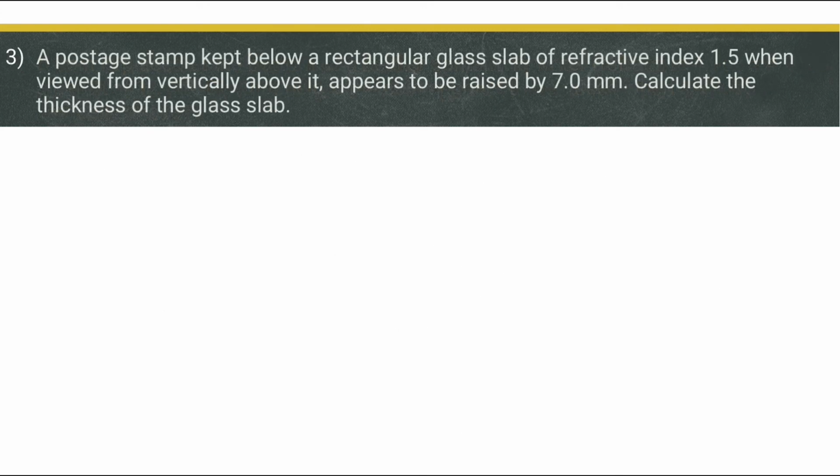Third numerical. A postage stamp kept below a rectangular glass slab of refractive index 1.5, when viewed from vertically above, appears to be raised by 7 millimeter. Calculate the thickness of the glass slab. Now here thickness of the glass slab is nothing but its real depth. Okay, it is its real depth.